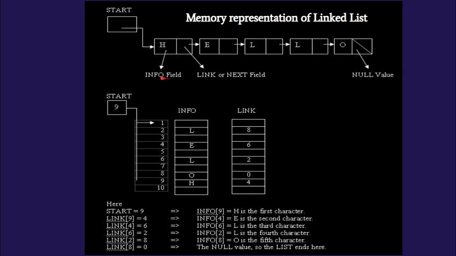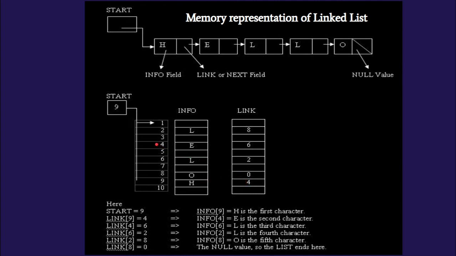Let us see how it is stored in memory. For example, the starting location is 9 to store this word HELLO. These are the contiguous memory locations, but we can see that the elements are not stored contiguously. The starting position is 9, so we go to the 9th position. There the letter H is stored, and H contains the pointer 4. That means the next data of H is stored in the 4th location.